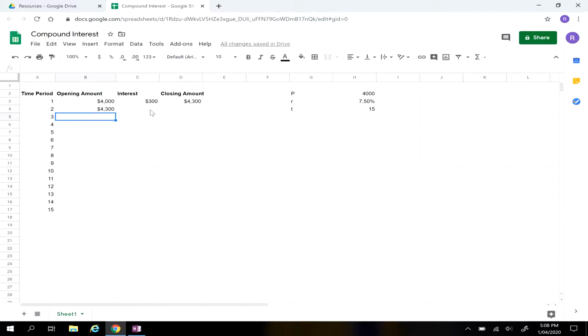Now I'll do it one more time, even though we could technically just drag all these down. Our interest for this year will be 4,300 times our rate. Again, our rate needs the $ signs either side of it, like so, times 1 for the single year that we're looking at. Last thing, our closing amount for this year will be 4,300 added to $323. Let's drag it down and see what we get.